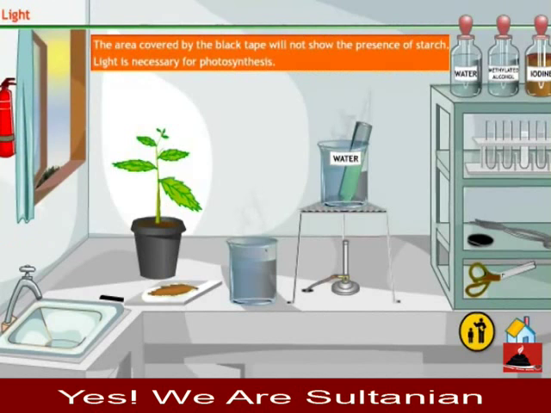The area covered by the black tape will not show the presence of starch. Light is necessary for photosynthesis. The rate of photosynthesis increases with the intensity and quality of light. The longer the exposure to light, the more is the production of glucose.